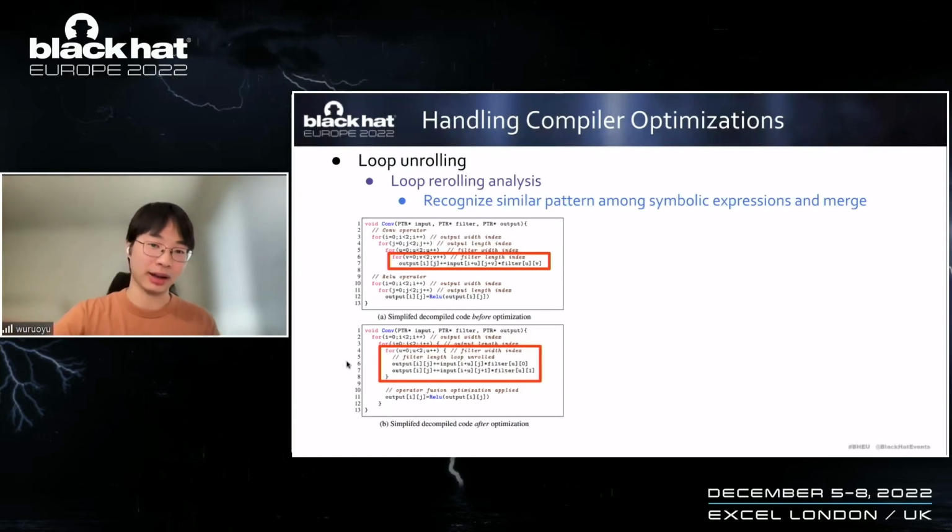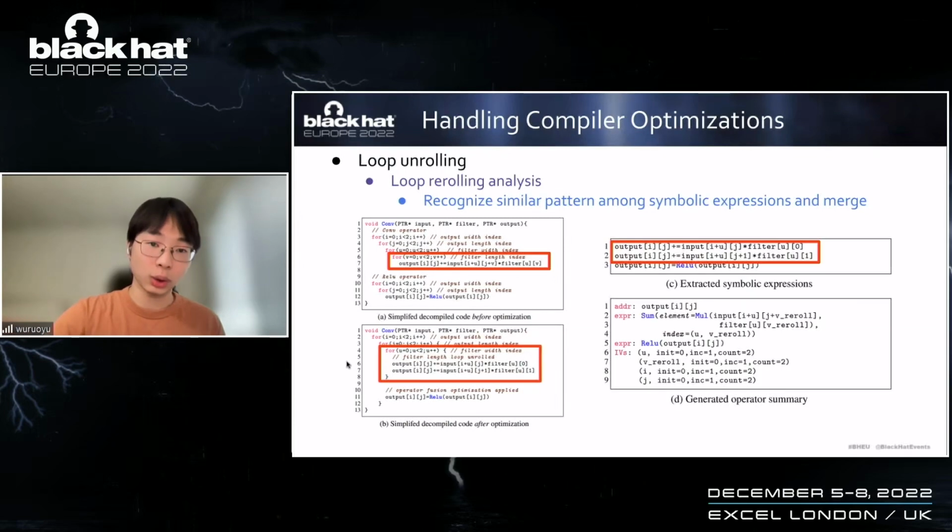So we, as a decompiler, recognize some pattern, and we do some rerolling to recreate a loop. We develop a loop rerolling analysis, which recognizes the similar pattern among symbolic expressions and merges them together. For instance, in the extracted symbolic expressions, we identify the similar pattern between line 1 and line 2, and so we manage to merge them together into one expression.